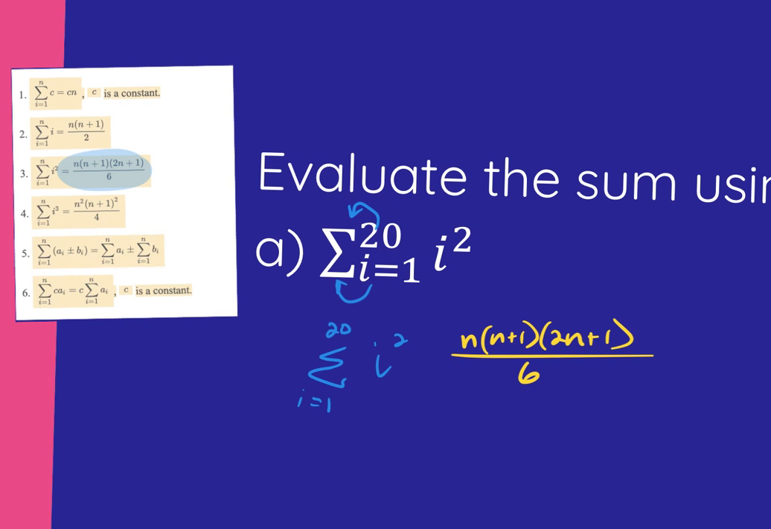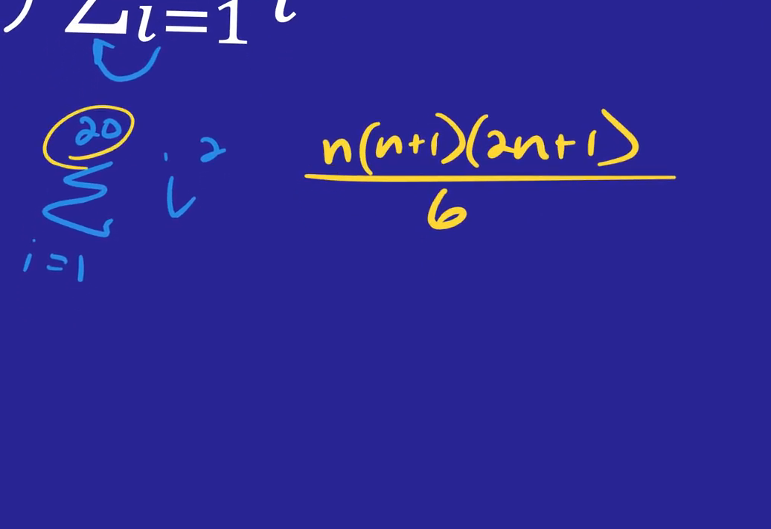You would do top minus bottom plus 1 is the way you would find it. But these all start at 1, so we can just use the top, 20, as our n. So 20 times 20 plus 1 times 2 times 20 plus 1, all over 6.